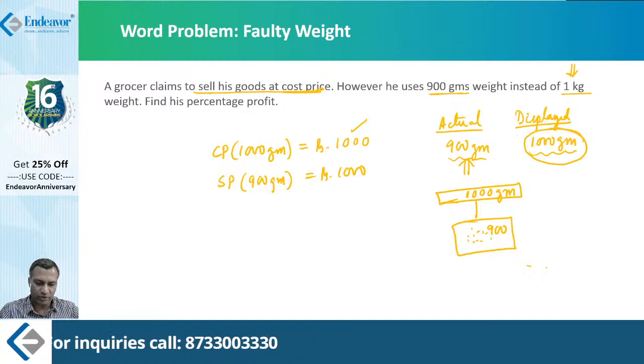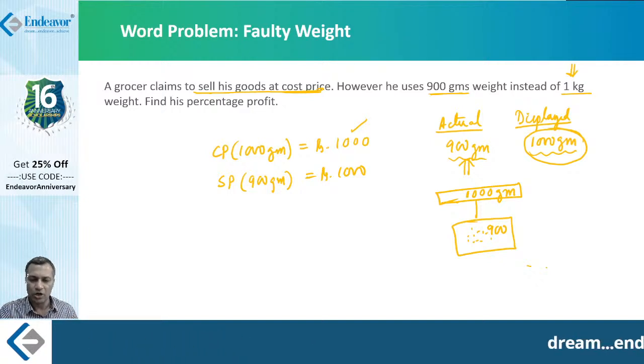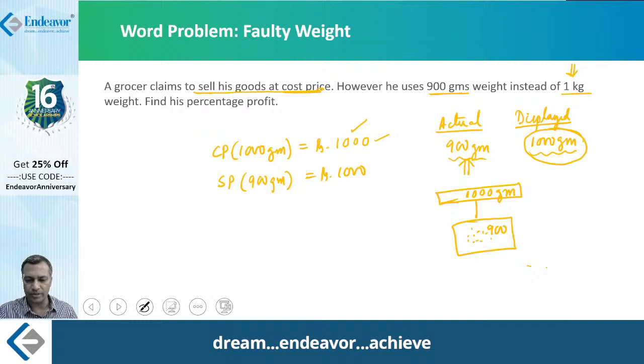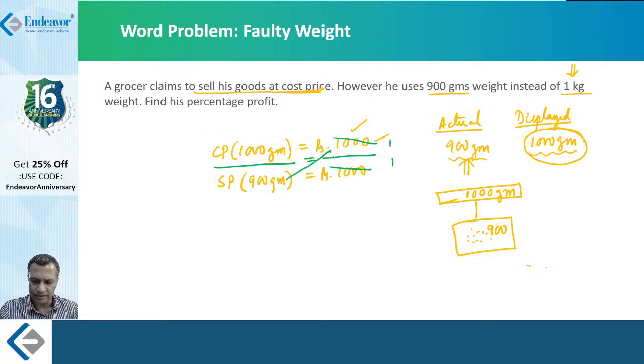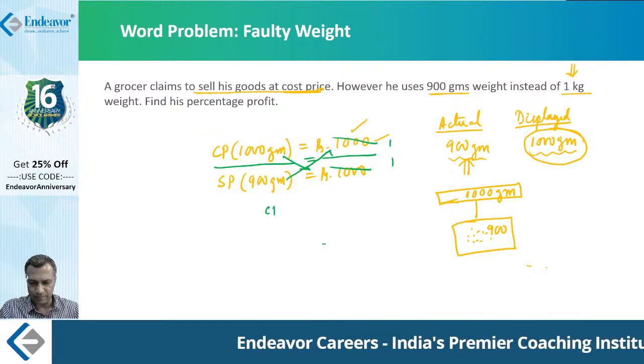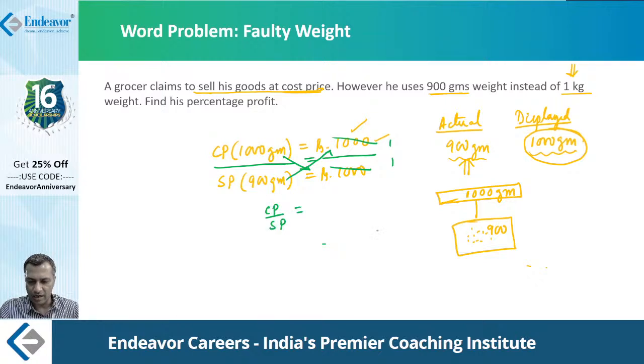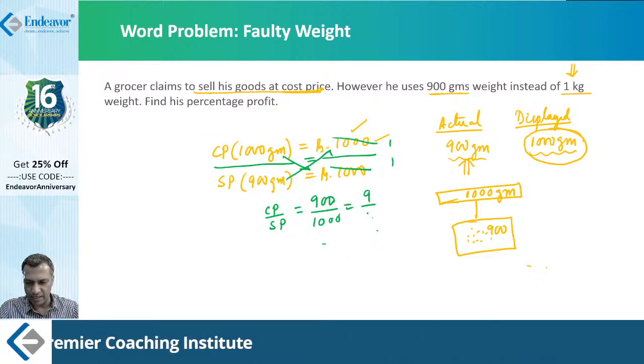So the two equations are ready. That's the basic understanding. Cost price of 1000 grams, let's say 1000 rupees. Therefore, selling price of 900 grams is also 1000 rupees. Now, divide the left hand side of the equation, and divide the right hand side also. Now you've got the ratios. Cross multiply, and therefore cost price by selling price is nothing but 900 divided by 1000.